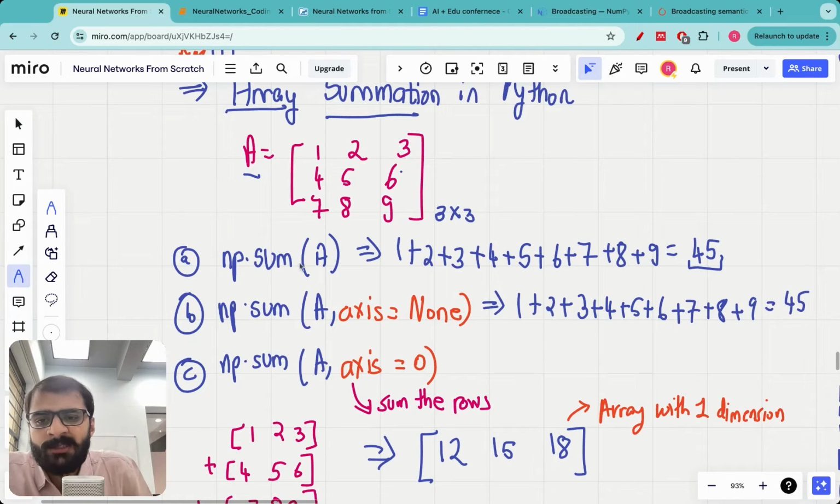However, when you do the summation, there is usually a second argument which is called axis. And this is quite important because sometimes we just want to sum the rows of this array, sometimes we just want to sum the columns of this array. So let's say you write the same command np.sum a comma axis equal to None. If you say axis equal to None, it will just do the same thing as in the summation operation we saw earlier. It will just sum up the different elements and we will again get an answer of 45.